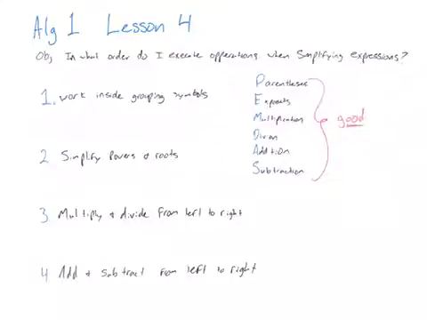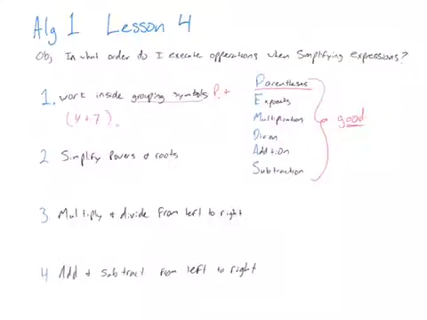The first one is work inside grouping symbols. This is what we used to call P, parentheses, which is absolutely correct because one kind of grouping symbol is parentheses, but it adds a little bit more to that. Grouping symbols might also look like this, 4 plus 7. That'd be an example of a grouping symbol.